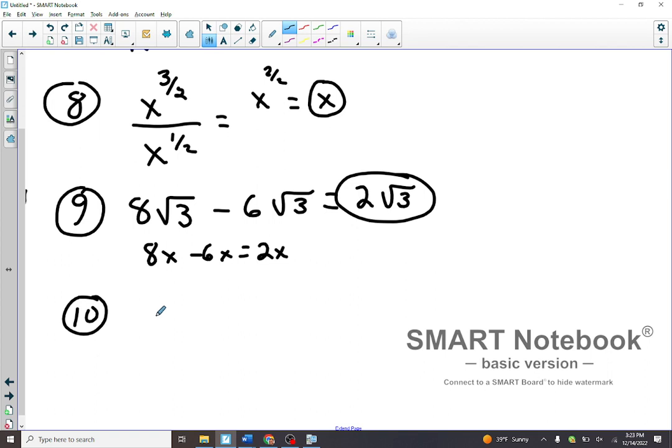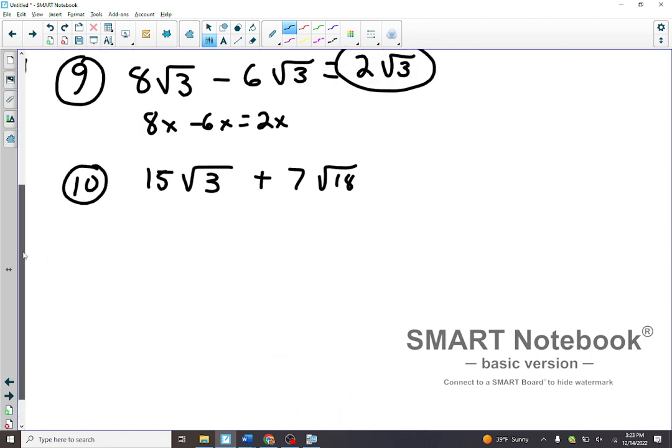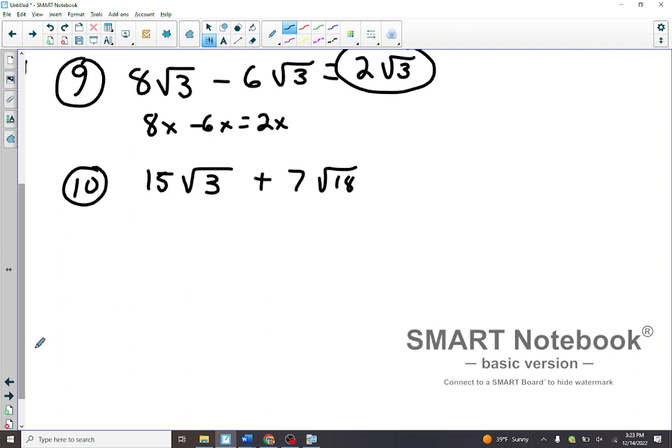Different numbers. This one, I have to think about how to make this one. 15 root 3 plus 7 root 18. You take out the one in common. You divide by 3.